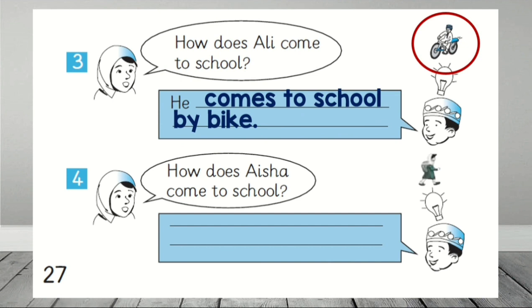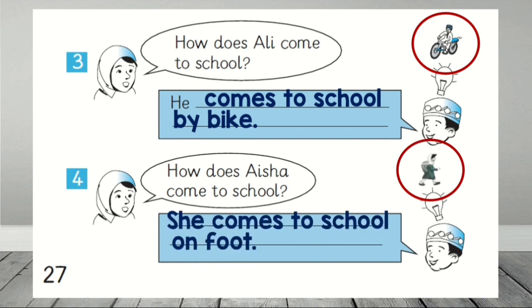Number four. How does Aisha come to school? Look at the picture. On foot, very good. On foot. She comes to school on foot.